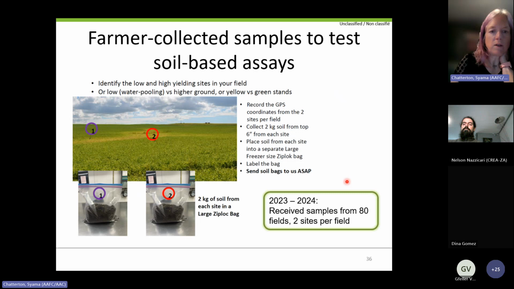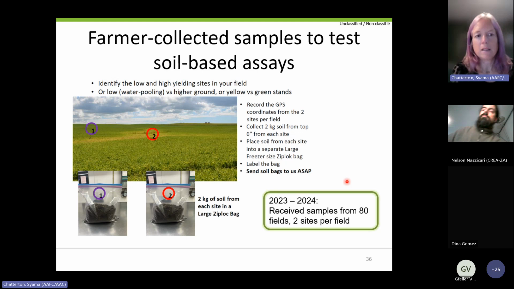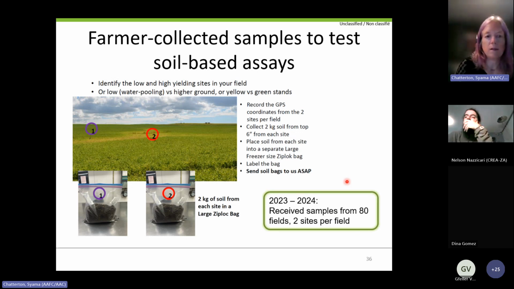Yeah, so then what we did with this was move on to a much larger study over the past 2 years, where we put out a call for producers to collect samples from their fields for us to test in these soil-based assays. These are the instructions that were sent out to producers to choose 2 sites within their fields, either low or high yielding sites, low pooling sites, anywhere where they notice yellowing, and to collect soil from a good site and a poor site within their field, send us the soils, and then we are going to test them.